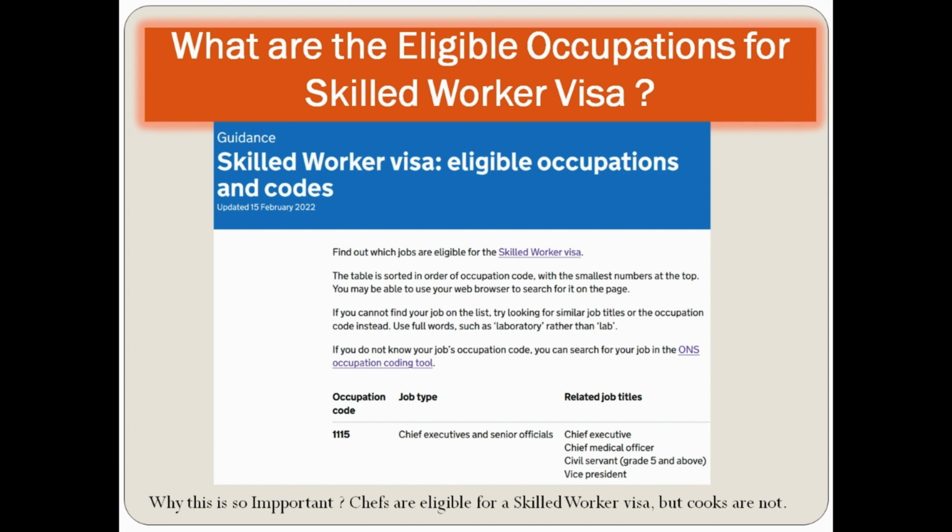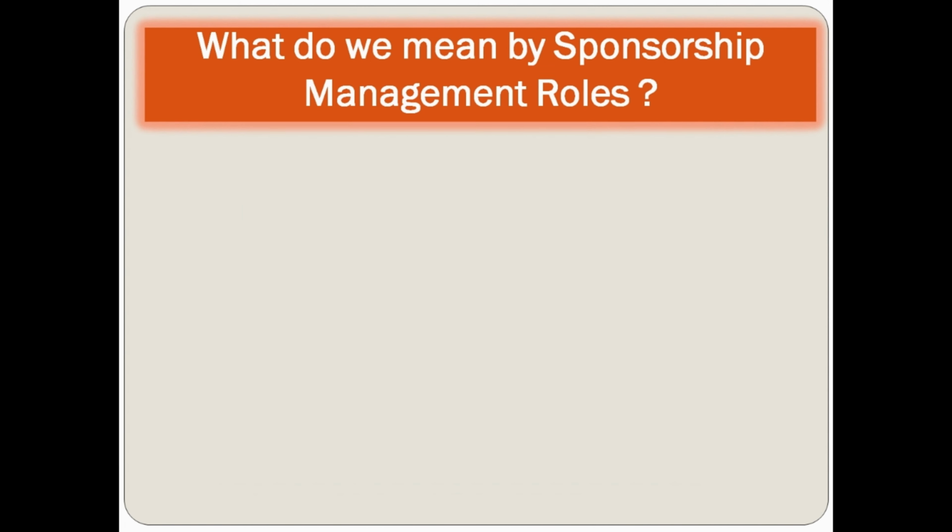So this is one of the most important things which you need to check before you apply for the sponsorship license. There is a separate website, which is the ONS Occupational Coding Tool, which I will attach in my description, and you can visit that website to find the correct occupational code.